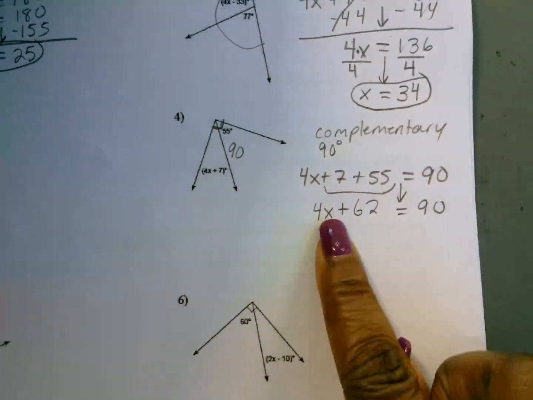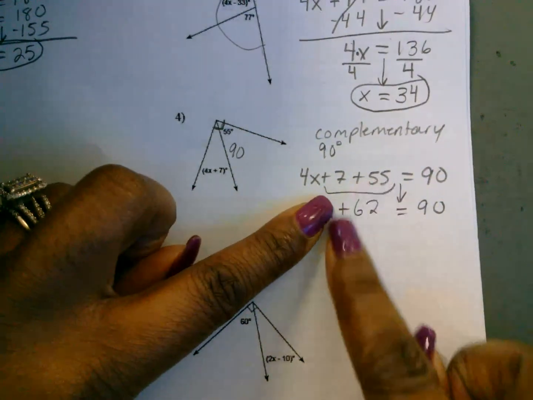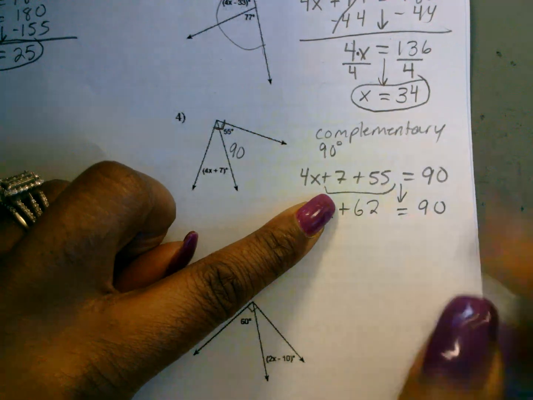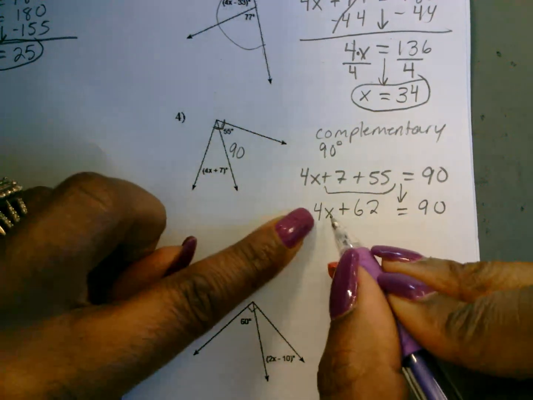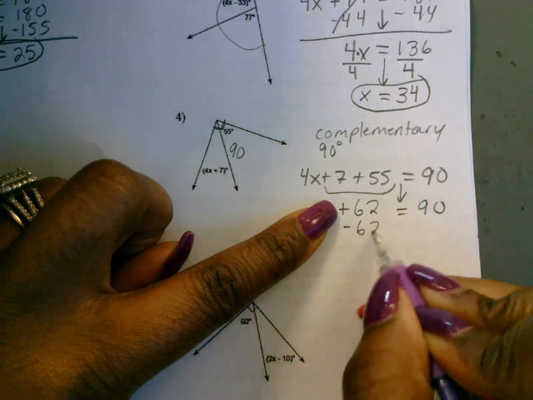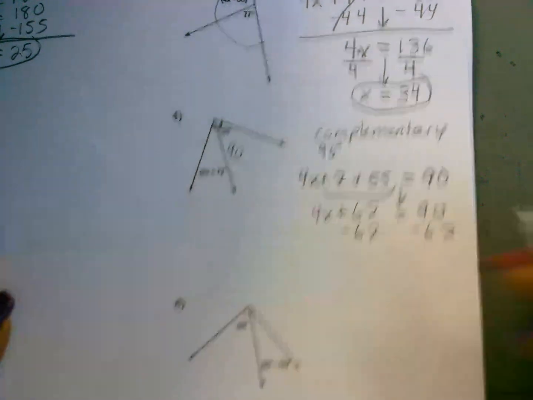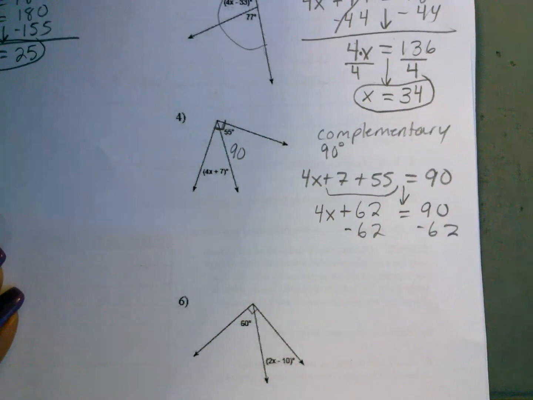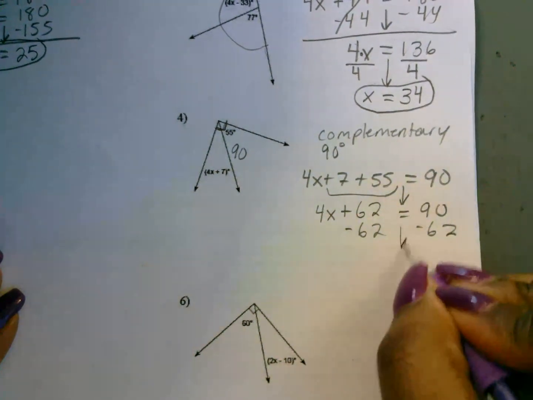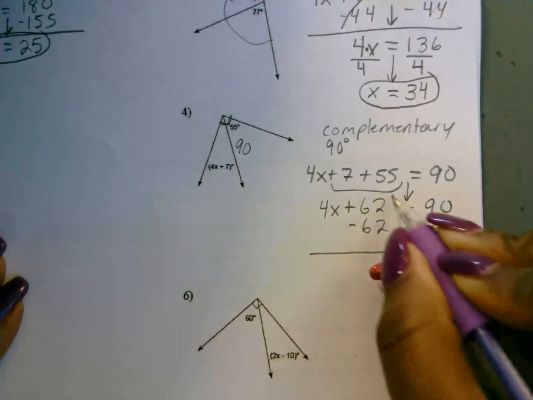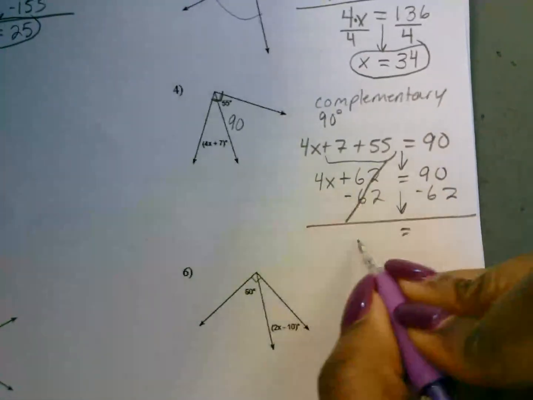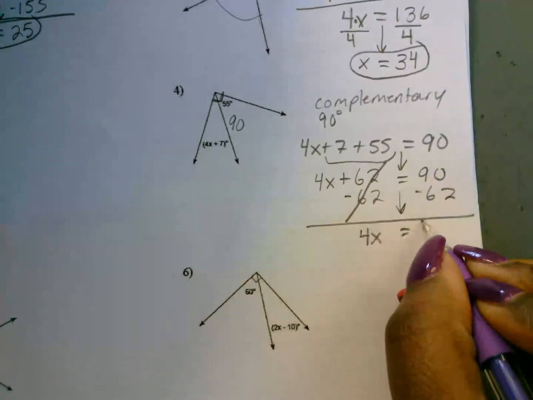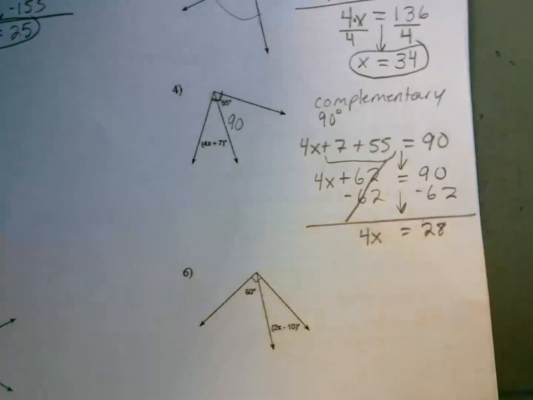In order to get x by itself, we have to first get rid of the positive 62. The inverse of adding is to subtract it. So to get rid of this 62 so that we can get x by itself, we're going to subtract 62 on both sides. So we have 90 minus 62 on this side, which is 28. Let's bring down this side. This is gone. This gives me 4x on this side because this is 0. And this side gives me 28.